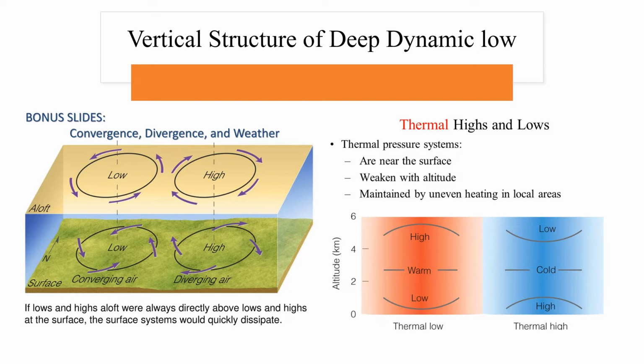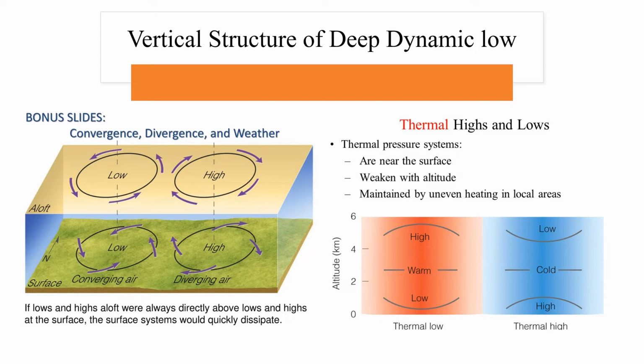And that piling up of air causes the air density to increase directly above the surface low. This increase in mass causes surface pressure to rise. Gradually, the low pressure fills out and the surface low will disappear.